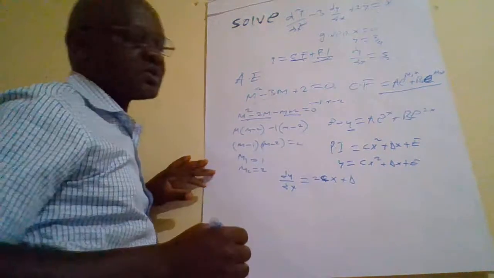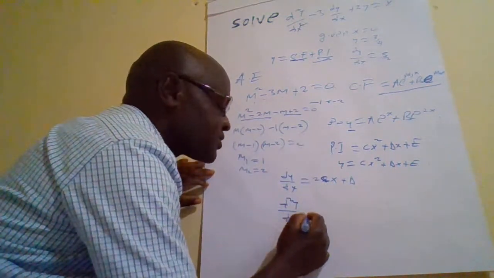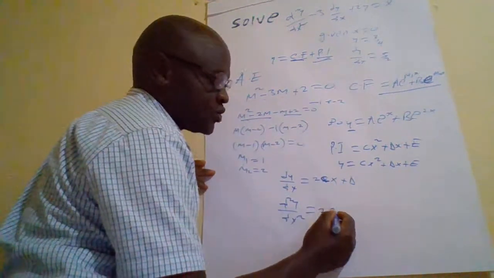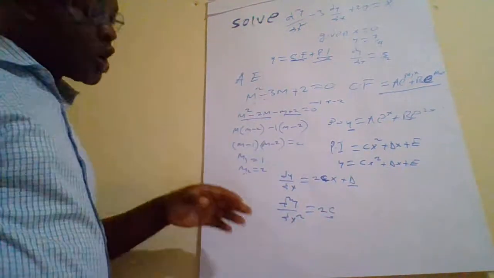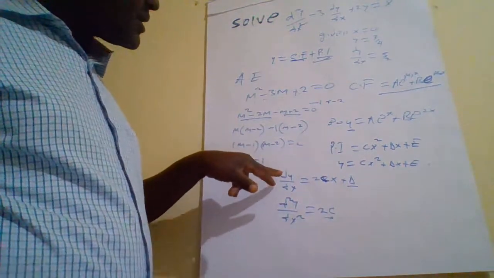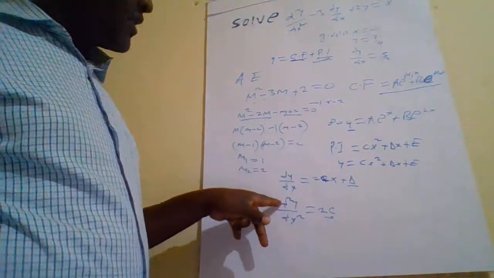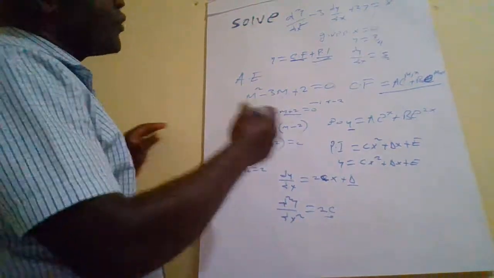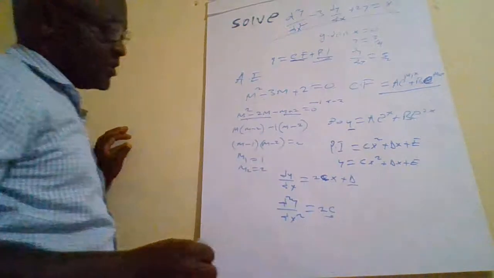We differentiate this equation for the second time, that is d²y/dx². When you differentiate for the second time, we get 2c. The d is a constant, so it will be 0. So once we have dy/dx equal to 2cx plus d, then d²y/dx² equals 2c. Therefore, we go back and substitute these values in the given equation.